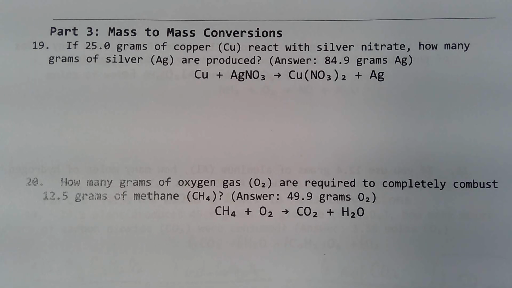This is an example of a mass-to-mass conversion using stoichiometry, and we're going to start with problem number 19. If 25 grams of copper react with silver nitrate, how many grams of silver are produced? Notice again that the answer is included immediately after the question itself, so that way when you get done with the problem, you can check to see whether or not your work is correct.